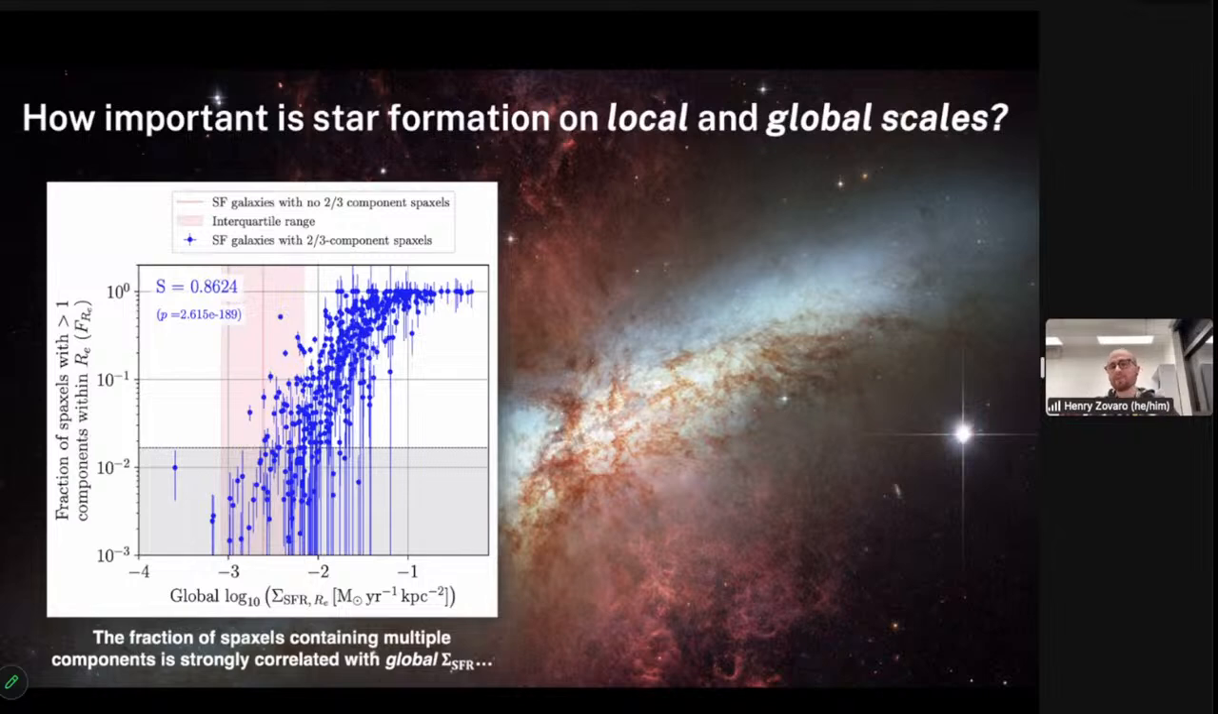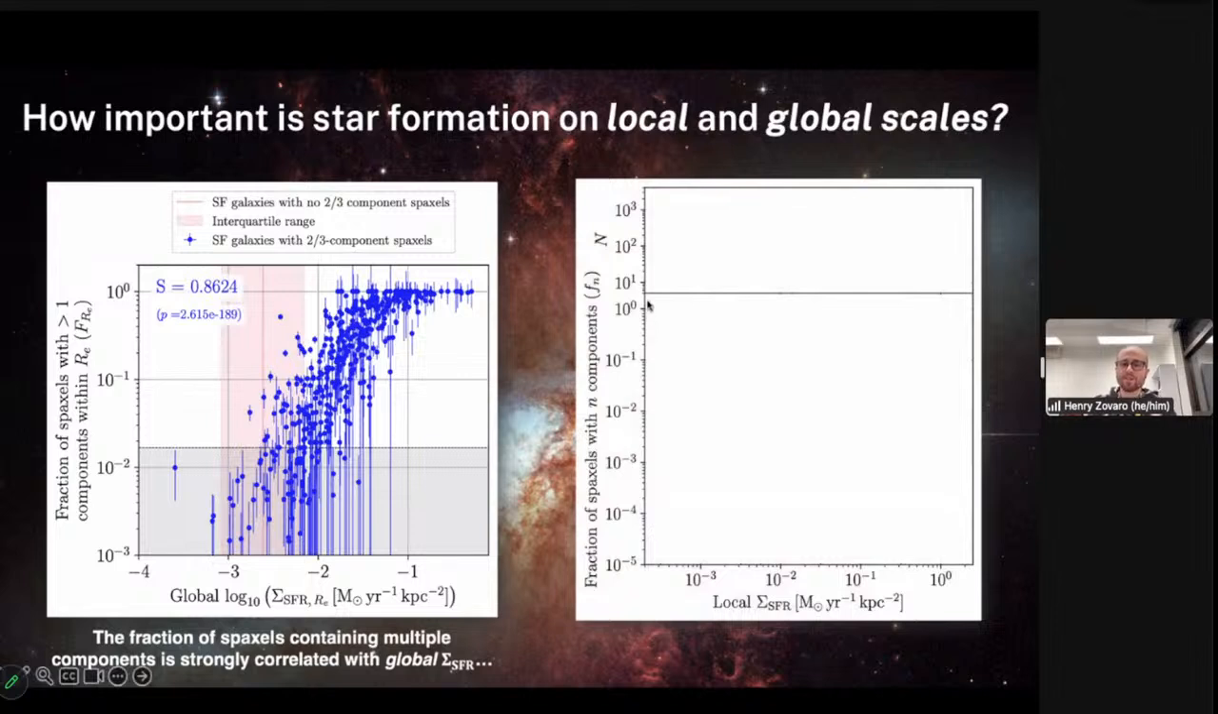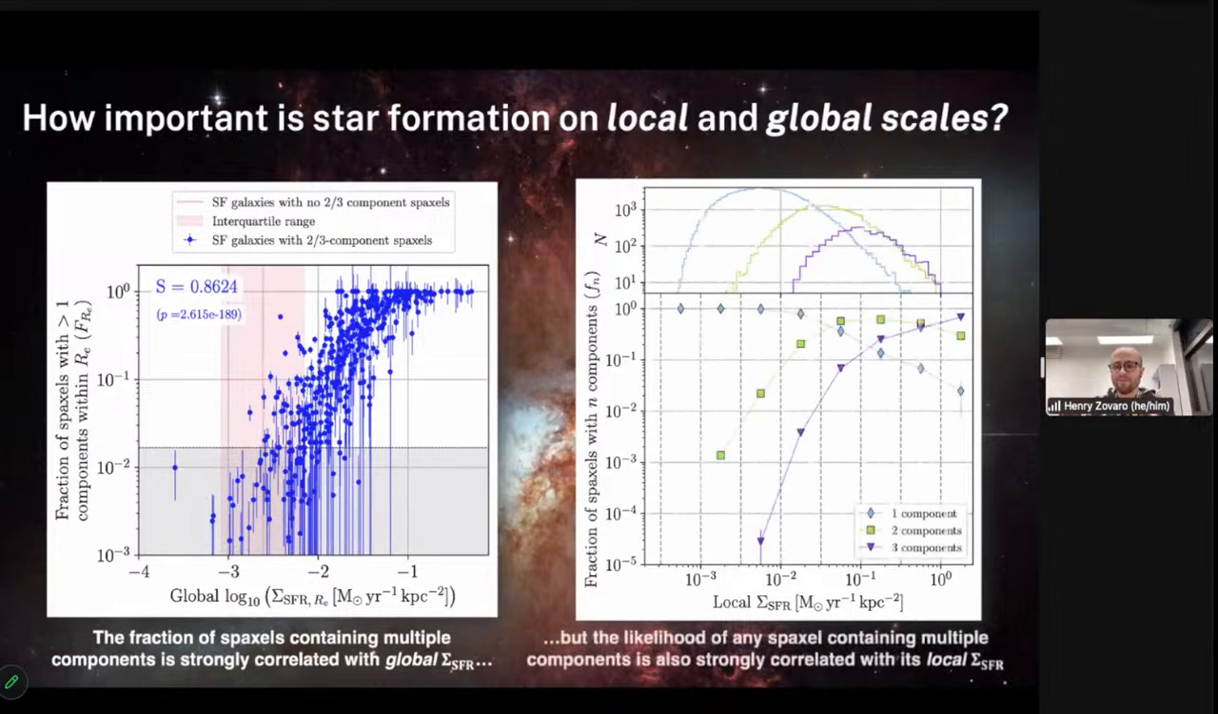What I'm going to do now is look at the same correlation but on local scales. On this plot, I'm showing the fraction of spaxels containing 1, 2, or 3 components as a function of the local star formation rate surface density, so basically the star formation rate surface density measured in individual spaxels. And what we find is that if we look at spaxels that have low star formation rate surface densities, basically all of them only require one component to characterize the shape of the emission line profile. But if we look at spaxels at higher and higher star formation rate surface densities, we find that a higher and higher fraction have 2 or 3 emission line components.